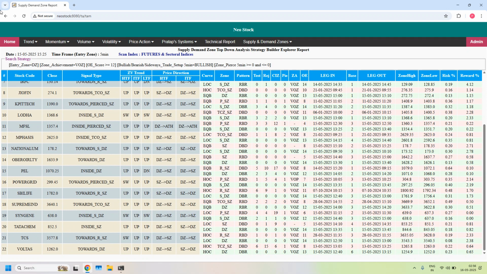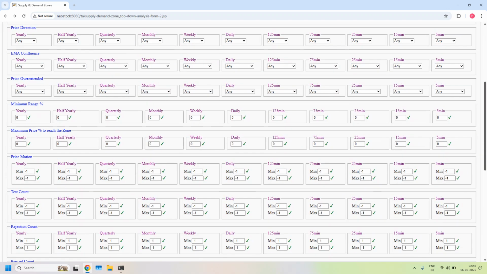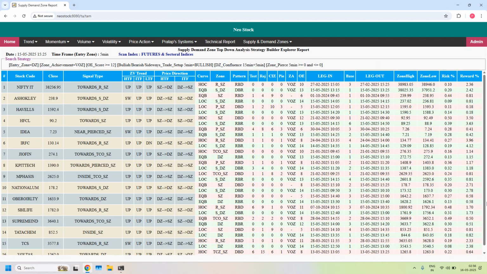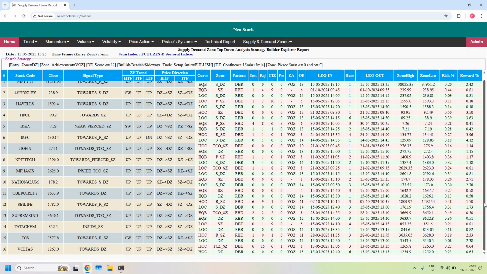Let us further filter based on the 5 minutes and 15 minutes demand zone confluence. I am enabling the filter. Now the list has come down to 16 stocks. First 15 stocks in the list. Scrolling the list down. Total 16 stocks supporting bullish trade setup for hourly income trade, and 5 minutes demand zones are overlapped with 15 minutes demand zone. That is what zone confluence is.